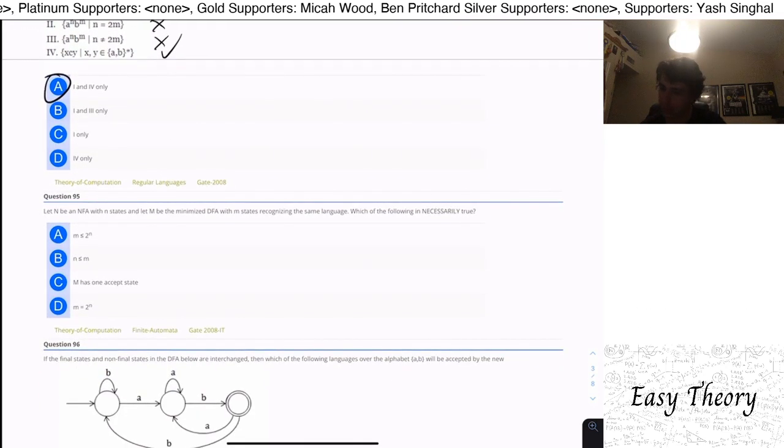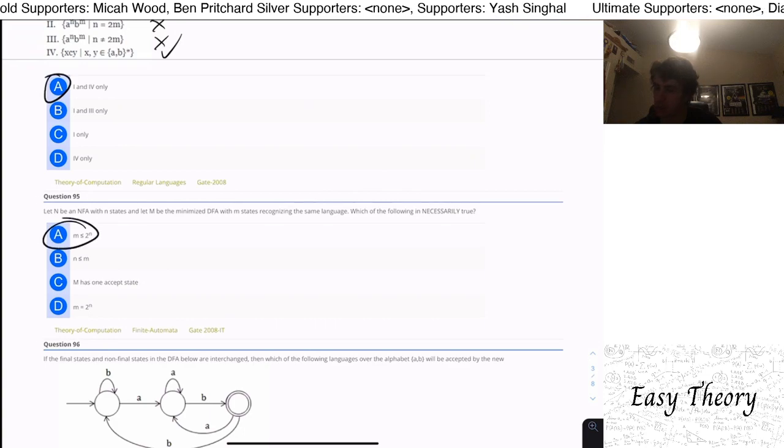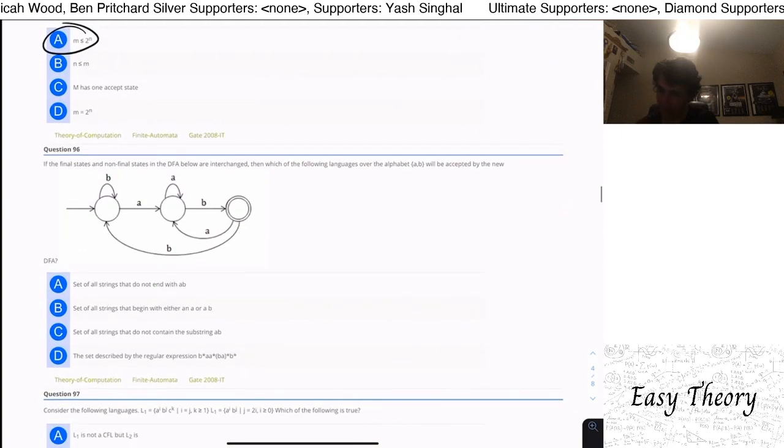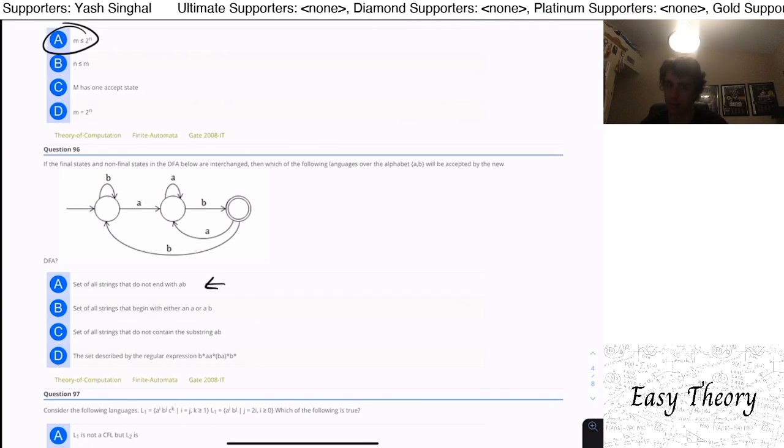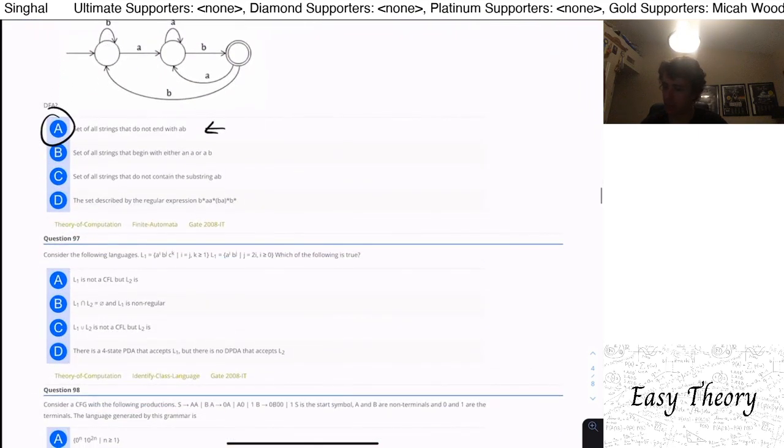Let N be an NFA with n states and M be the minimized DFA. Which one is necessarily true? M is less than or equal to 2 to the n. Yep, and it might not have an accept state. So if the final states in the DFA are changed, which of the following languages will be accepted by the new DFA? So these are the ones that end with AB. So it should be this one, I think. Yeah, it's the set of all strings that don't end with AB. Okay, that's good.